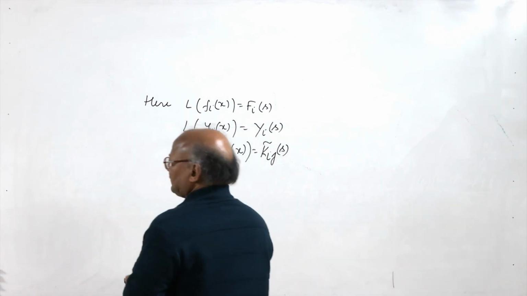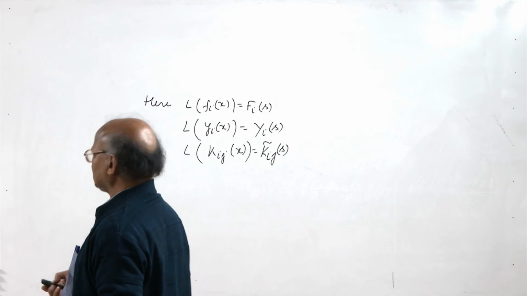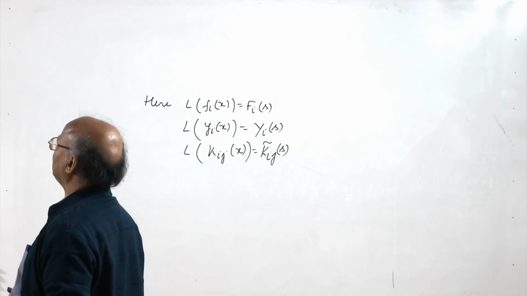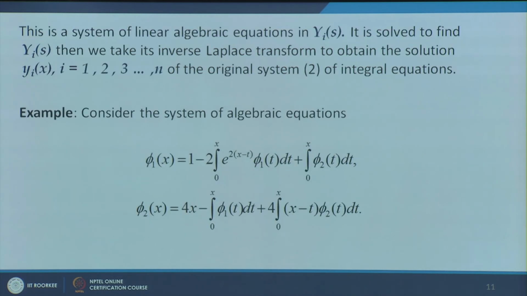So, this is what we have, and then we will have these n equations. This is a system of linear algebraic equations in phi_i(s), and we shall solve this linear system to determine the expressions for the functions phi_i(s). Then we will take the inverse Laplace transform of phi_i(s) to get the unknown function phi_i(x) for i equal to 1, 2, 3 and so on up to n.